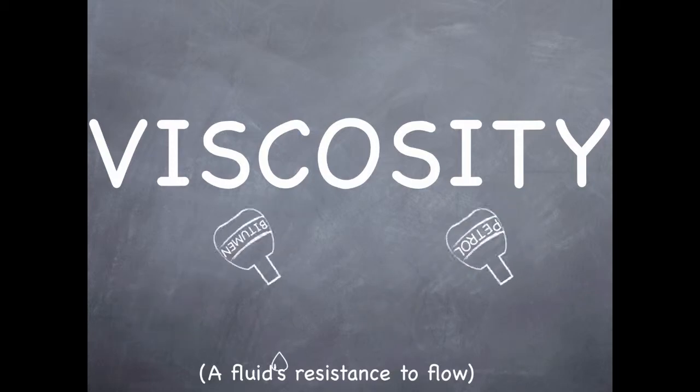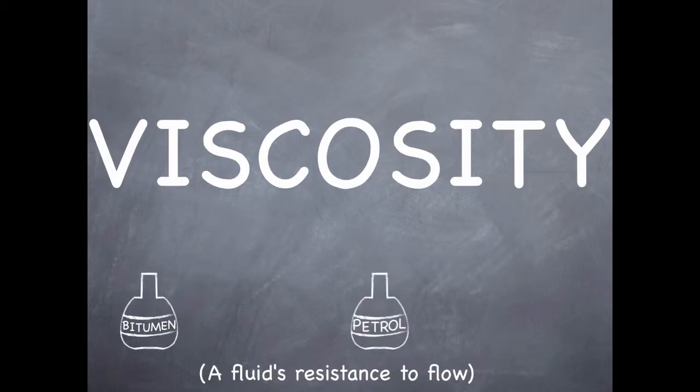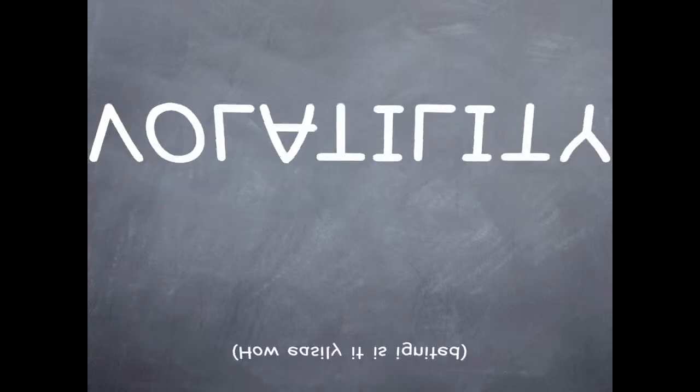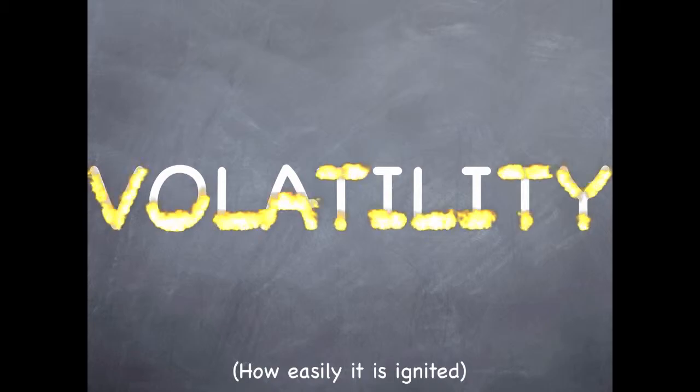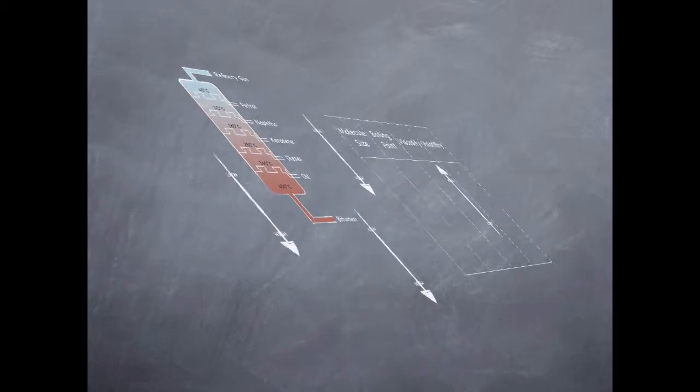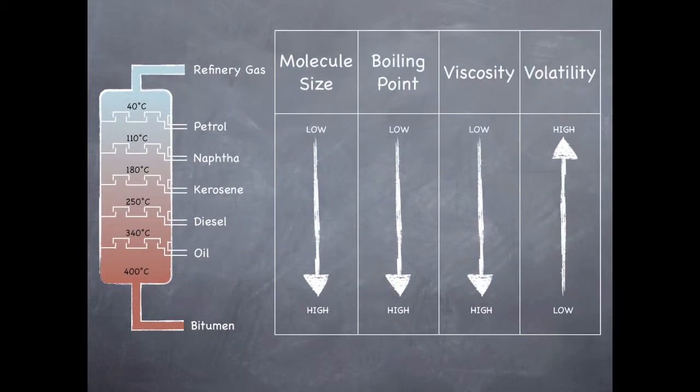which can be seen here. Bitumen has a higher viscosity than petrol, and its volatility, which is how easily it's ignited. This little table summarises what you need to know for this. The molecule size, boiling point and viscosity are all greater the further down the column the fraction is removed, whereas the volatility increases the further up the column the fraction is removed from.